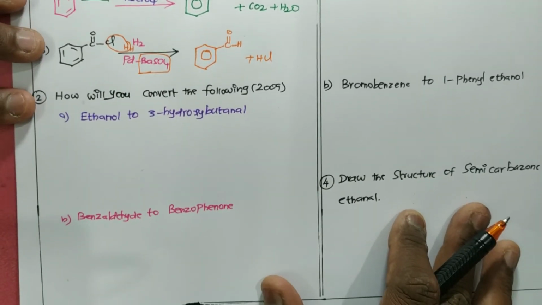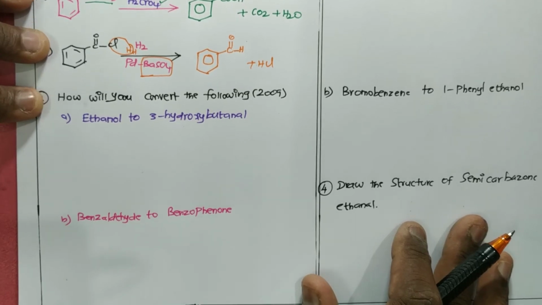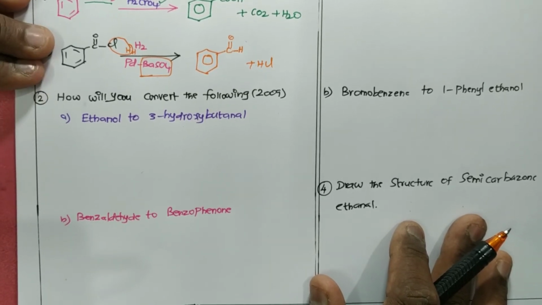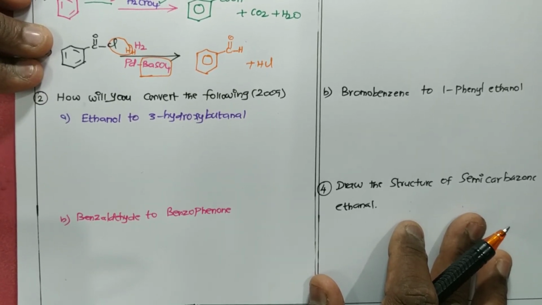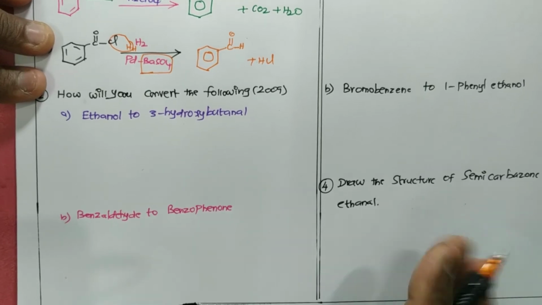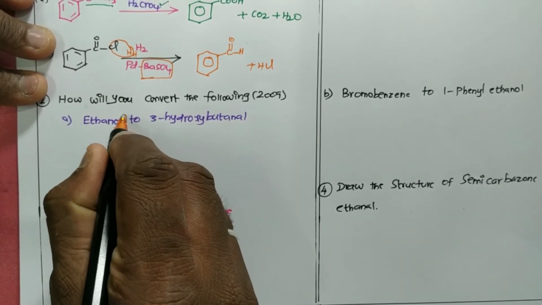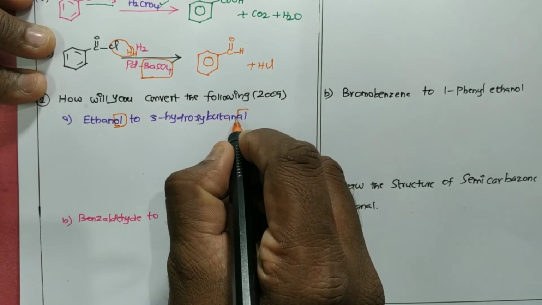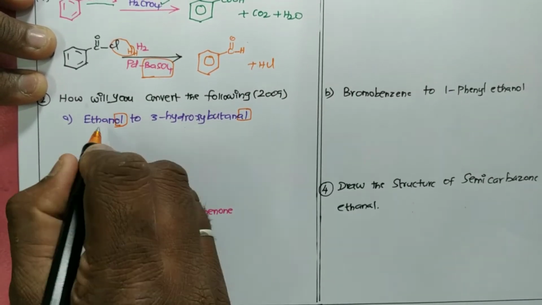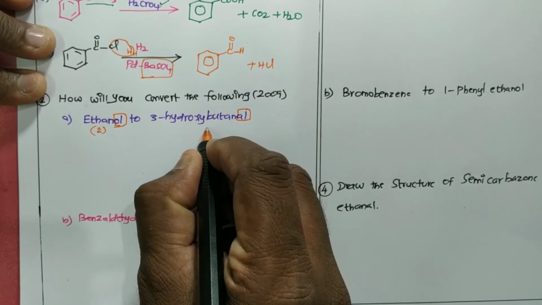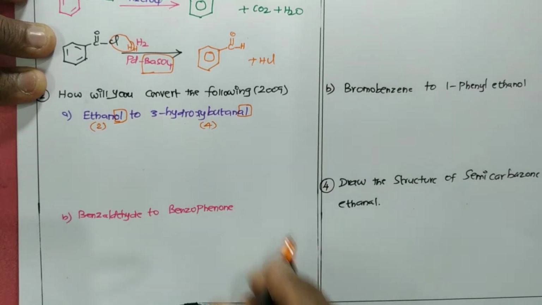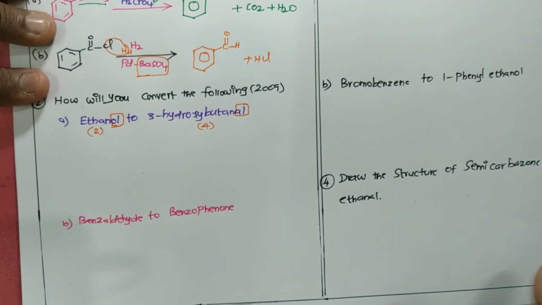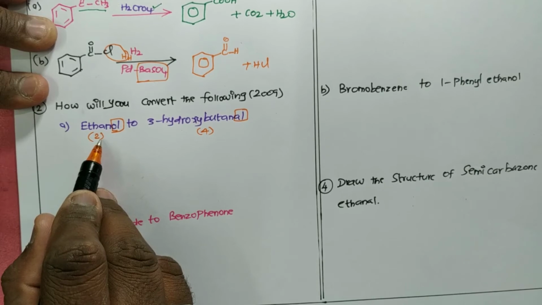The next one is: how will you convert the following? This question was asked in the year 2009. We have to convert ethanol to 3-hydroxybutanal. Here we have to look very carefully. From alcohol they are asking for aldehyde. Moreover, only 2 carbon atoms are there here, and 4 carbon atoms are there here. So first we have to convert this into a 2-carbon containing aldehyde.